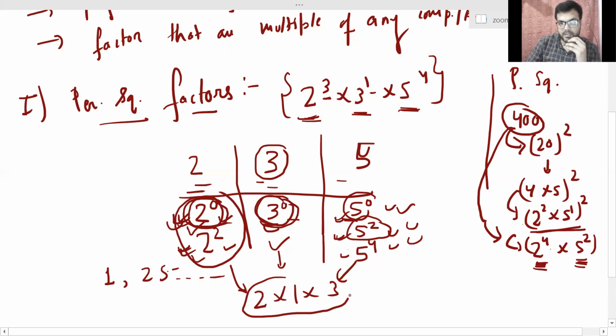If you multiply all these three counts, you will get the different combinations. So 2 into 1 into 3, this is your 6. So you have 6 total perfect square factors.